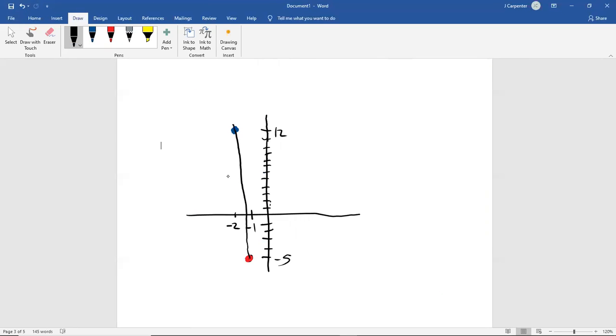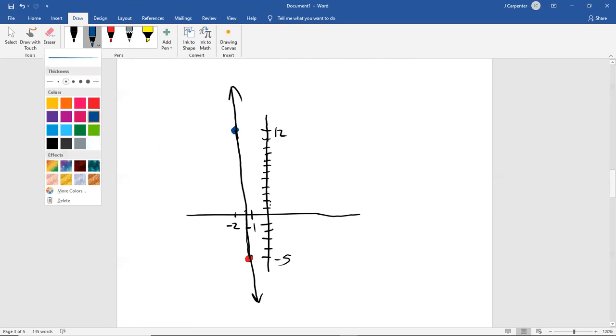Okay. I swear I'm a lot better at this when I'm not using a blind tablet. Boom. Good enough for government work. So we can see that from this point to this point, we're going to go right 1, which is not very far.